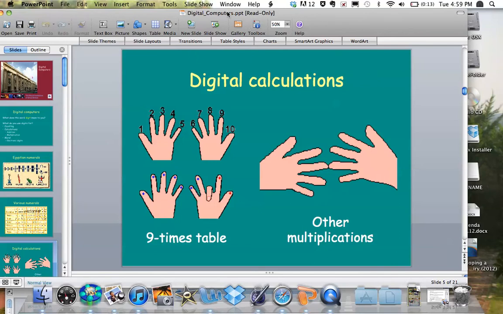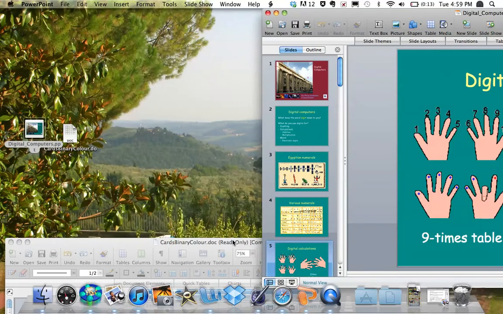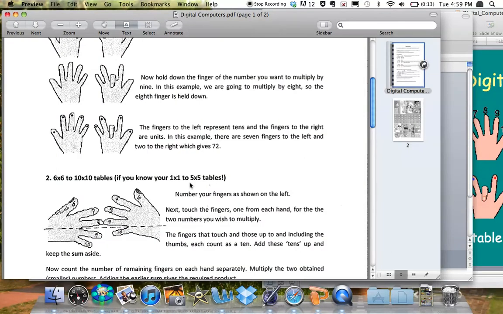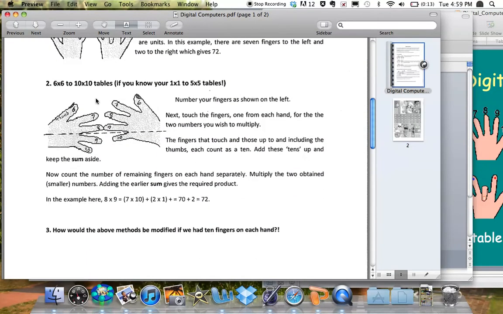And there are also other multiplications as well, such as this example here.